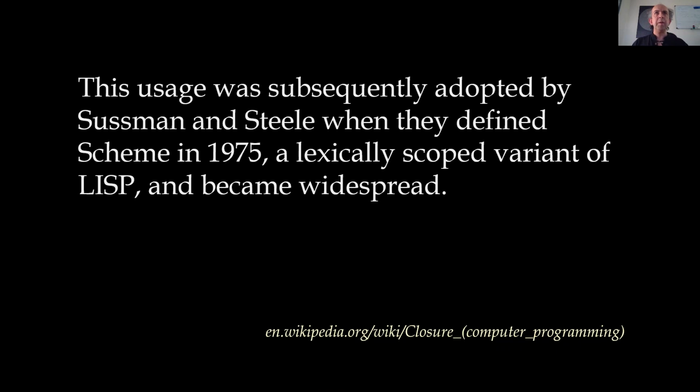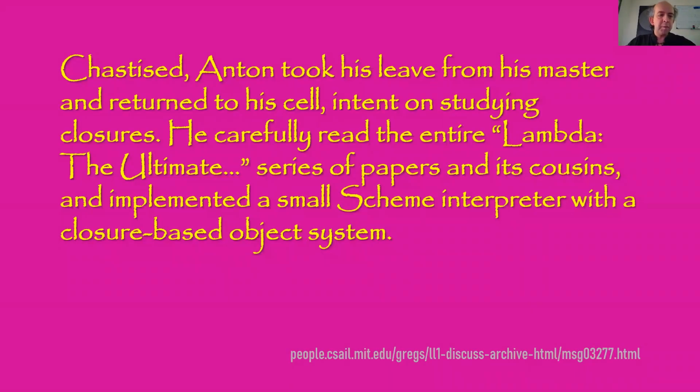So sometimes people discuss what's the difference between a lambda and a closure. Sometimes people talk about closures being a subset of types of lambdas. A lambda, if it binds something in, then it is a closure. If it's just a free lambda, a lambda that has no free variables, then we'd say, yeah, it's not a closure because it doesn't close anything in. Chastised, Anton took his leave from his master and returned to his cell. Intent on studying closures, he carefully read the entire Lambda the Ultimate series of papers and its cousins, and implemented a small Scheme interpreter with a closure-based object system.